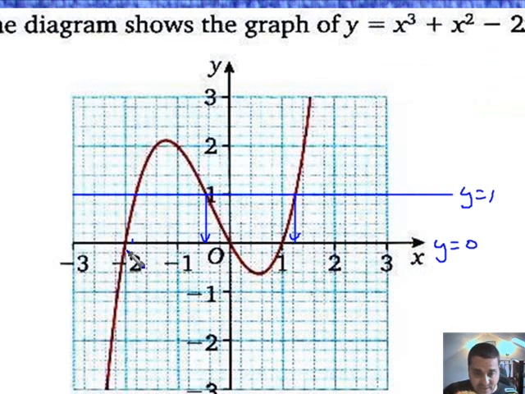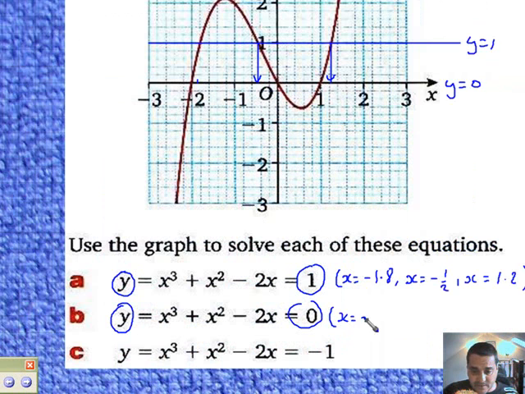So this is quite easy to read. One solution is x equals minus 2. The other solution is x equals 0. Look, it passes through 0, 0. And the other one's dead easy, it crosses through x equals 1. Why couldn't that have been first?